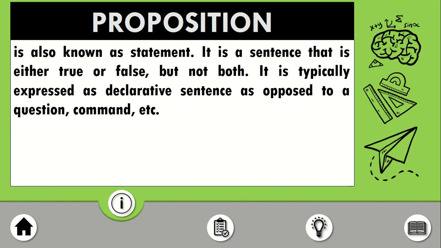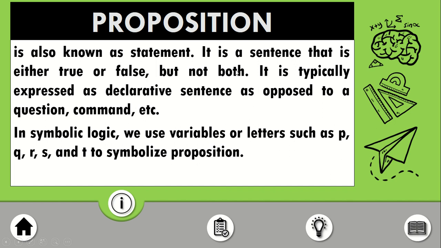And since we are dealing with symbolic logic, we're going to represent it with a symbol. We use variables or letters such as P, Q, R, S, and T to symbolize those propositions. So basically, we're going to use the lowercase letters of the English alphabet to represent those simple statements. Okay? So now let's have an example. As you can see here in our definition, it has two requirements. The sentence should be true or false only, and at the same time, it should be a declarative sentence. So let's have an example.